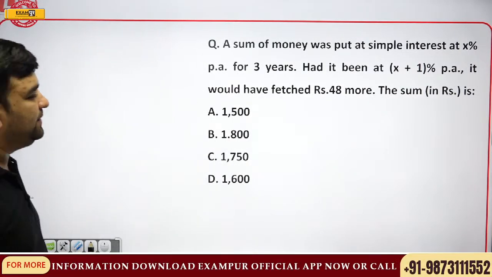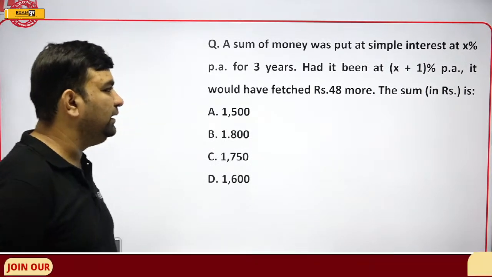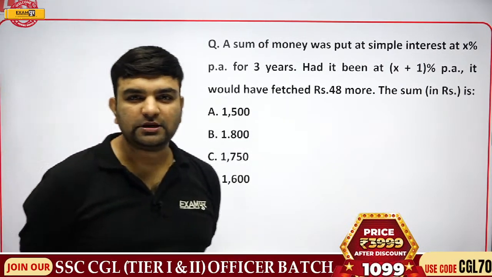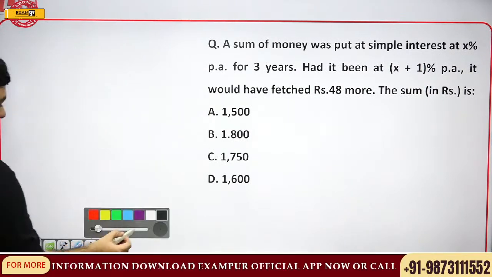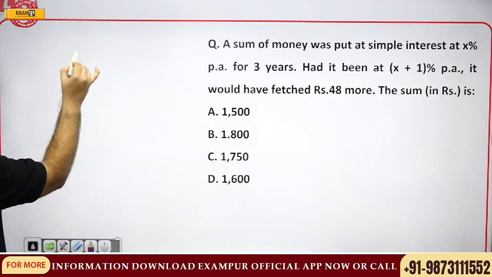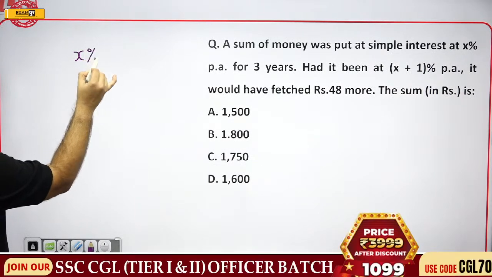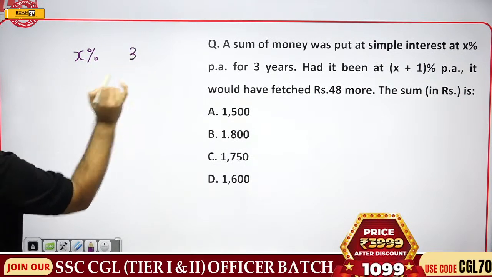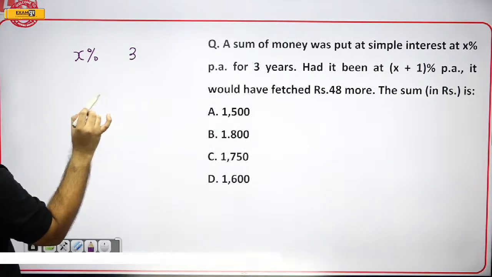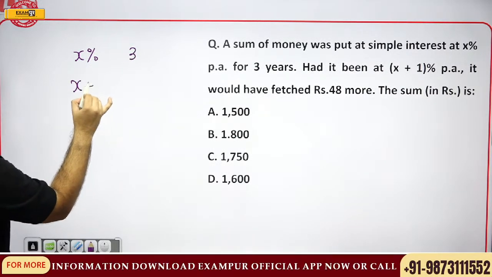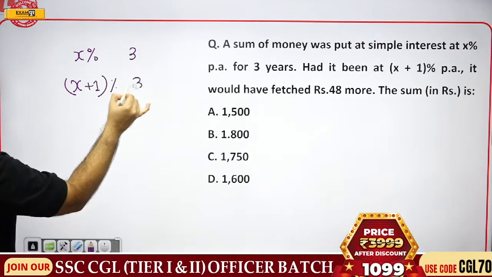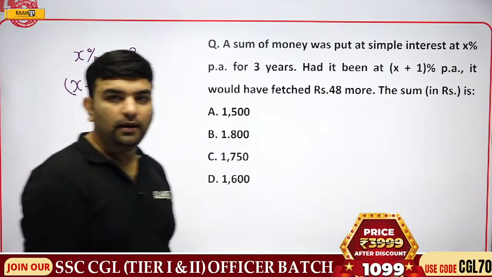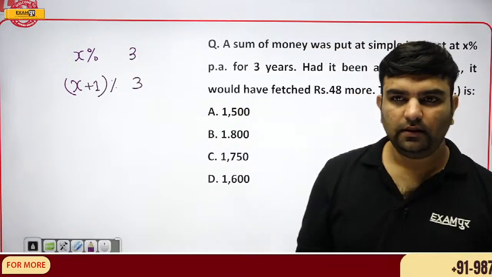A sum of money was put at simple interest at X% for 3 years. Had it been done at X plus 1%, it would have fetched 48 more. So initially it was lent at X% for 3 years. Finally, you are lending at X plus 1% again for the same 3 years.